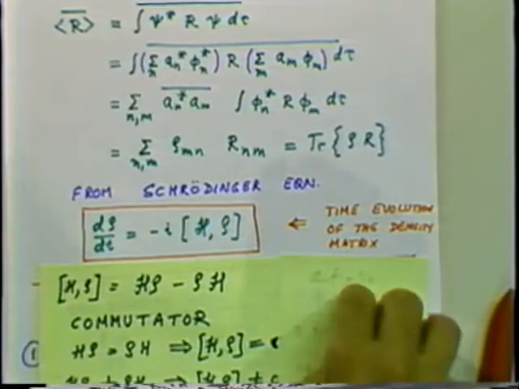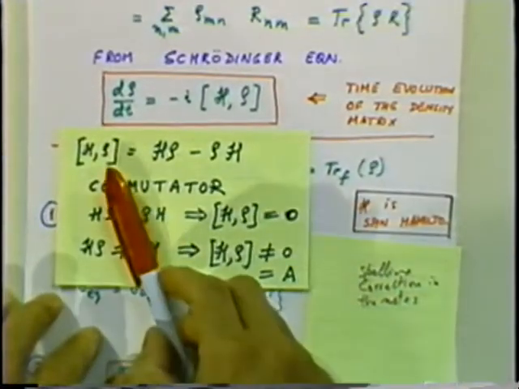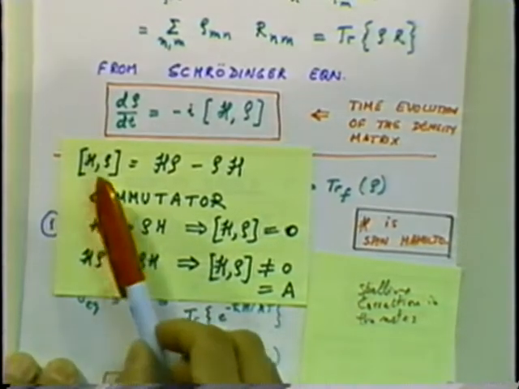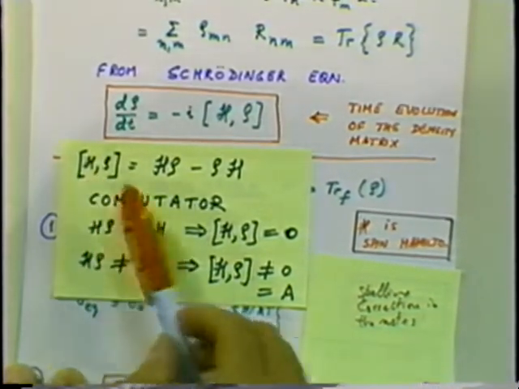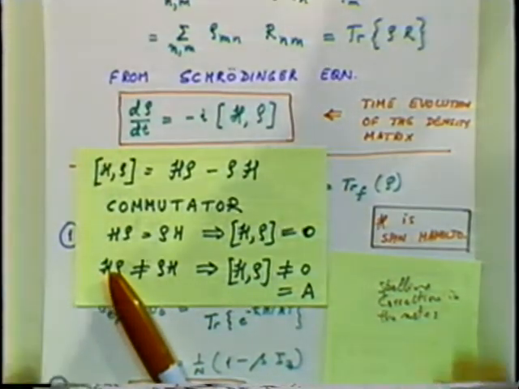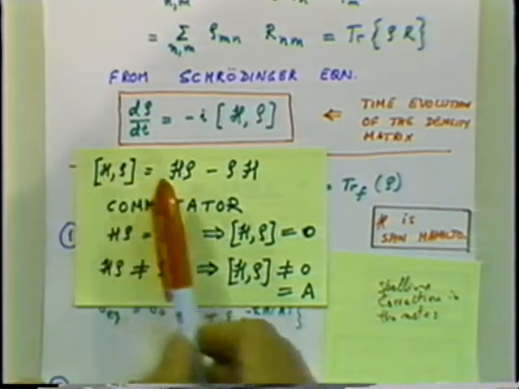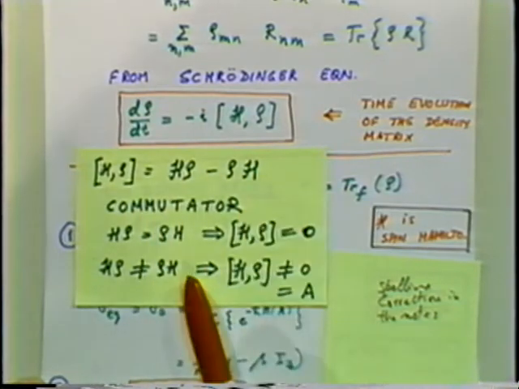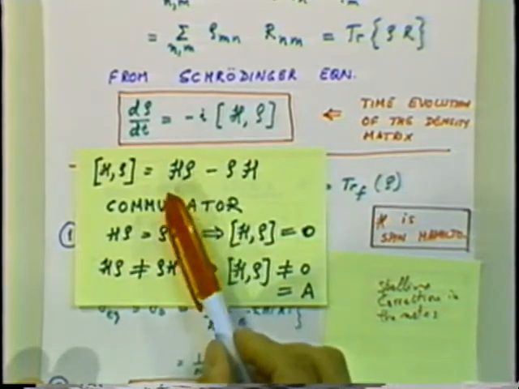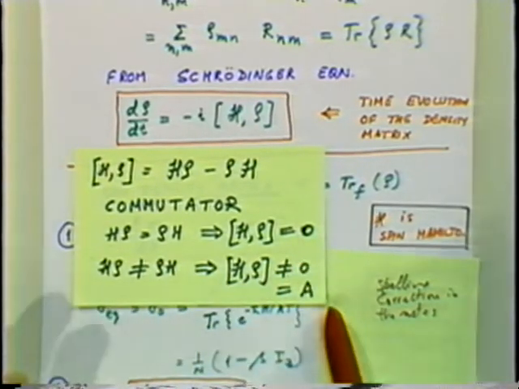For those who are not familiar with commutators, I have a brief statement here: this bracket is a notation which says it's a commutator. It means nothing but these two operations, and one has to be a bit careful which operation you write first and which second. The notation means H rho minus rho H, and it is defined as the commutator. If H rho is equal to rho H, then the commutator is 0. Otherwise, it is not 0 and has some value.